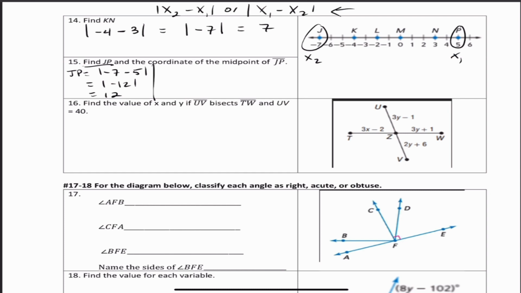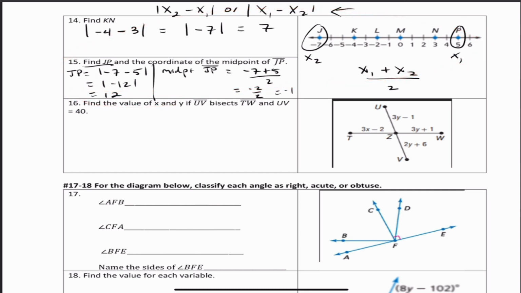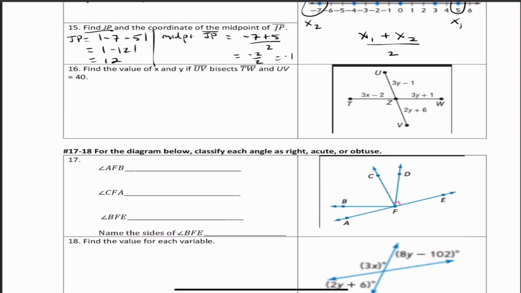And to figure out the midpoint, recall that the midpoint formula is basically taking those 2 points, adding them, and then dividing by 2. So to find the midpoint of segment JP, it's basically -7 plus 5 all over 2, which is equal to -2 over 2, simply -1. So -1 is between those 2 points. And make sure on the test that you are showing your work, so that you can receive credit on the exam. Number 16, this is a different scenario.